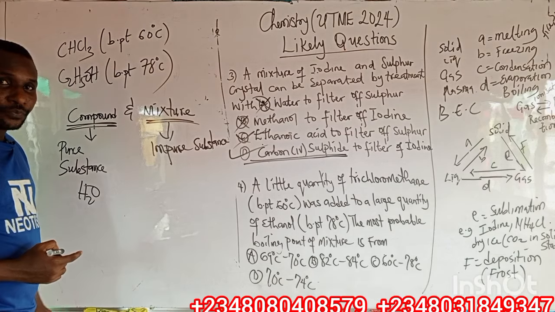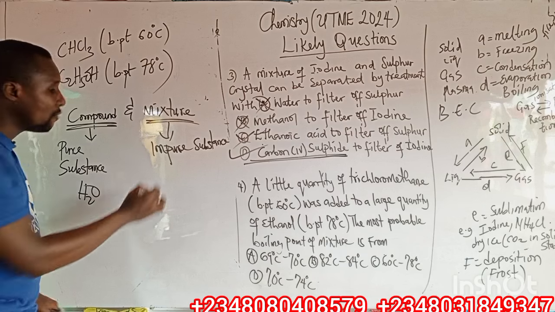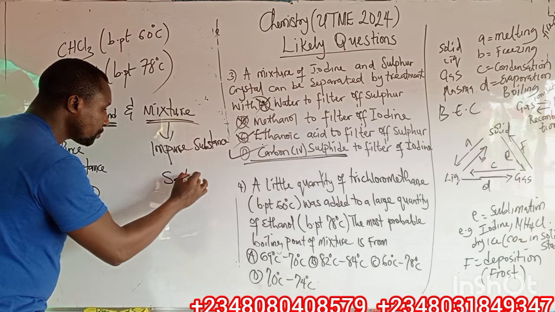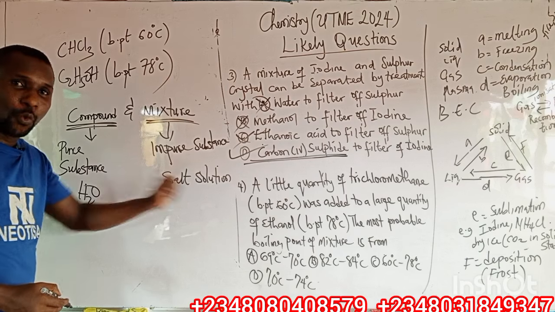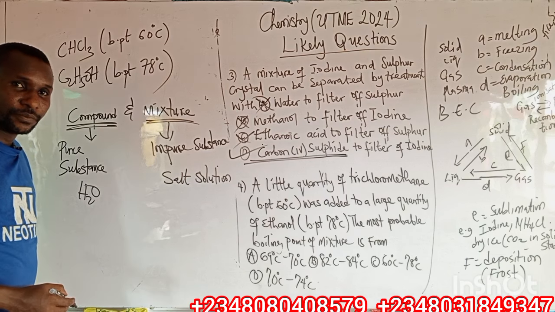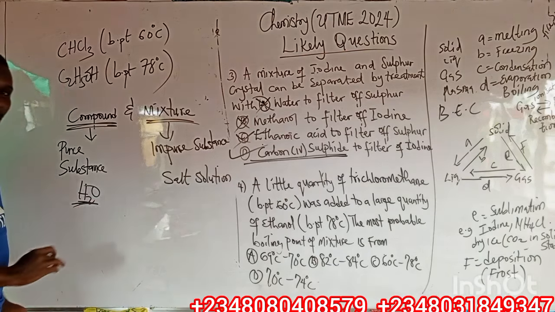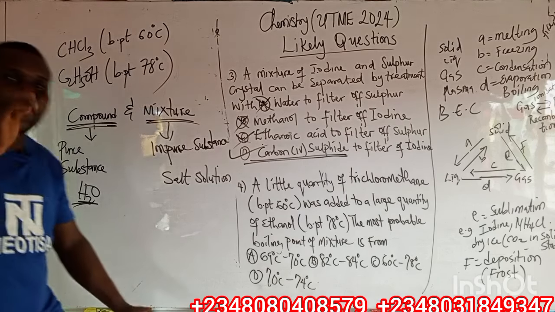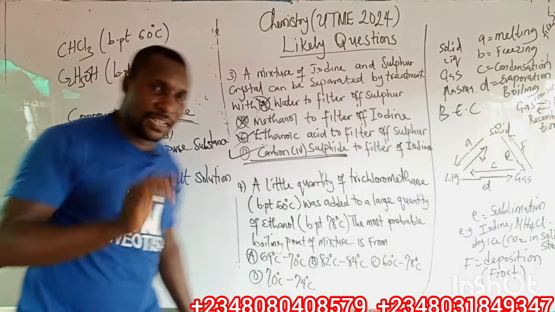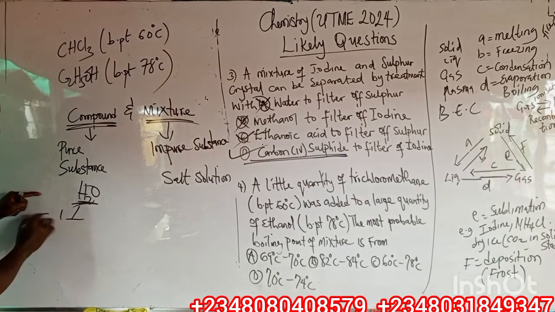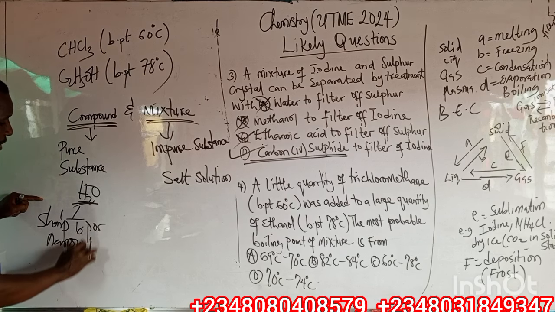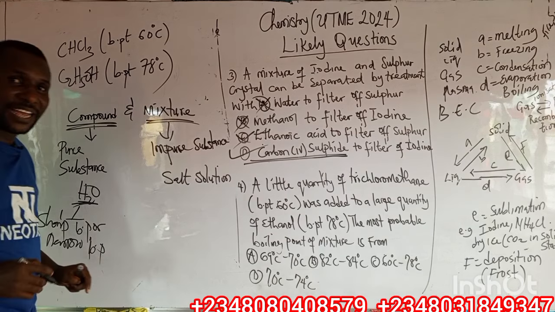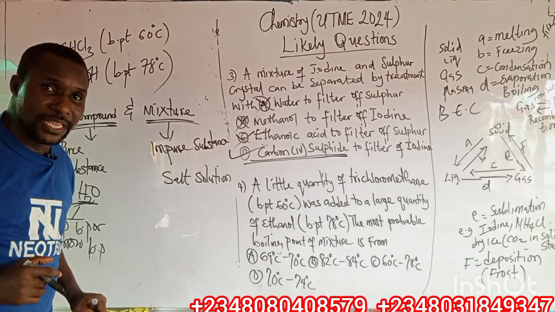Example of a mixture: let me assume you have salt solution. Salt solution is a mixture. When you add salt to water, you have salt solution, it's a mixture. This one is a pure substance. A pure substance has a sharp boiling point. Take note of that. A pure substance has what? Sharp or narrow boiling point.